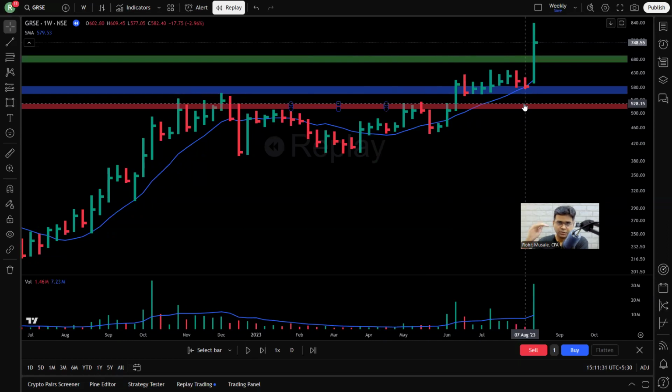579.53, which means the closing price is above the blue line, although it seems like it has closed below the blue line. The thickness of the bar is such that it seems that it has closed below the blue line, but it is not. The closing price is 582 and the moving average is 579. So the closing price is up. So there is no sell sign here. We are still in the trade.